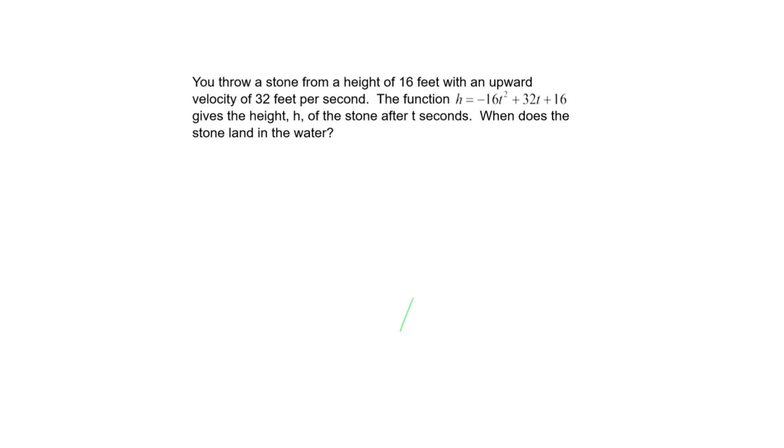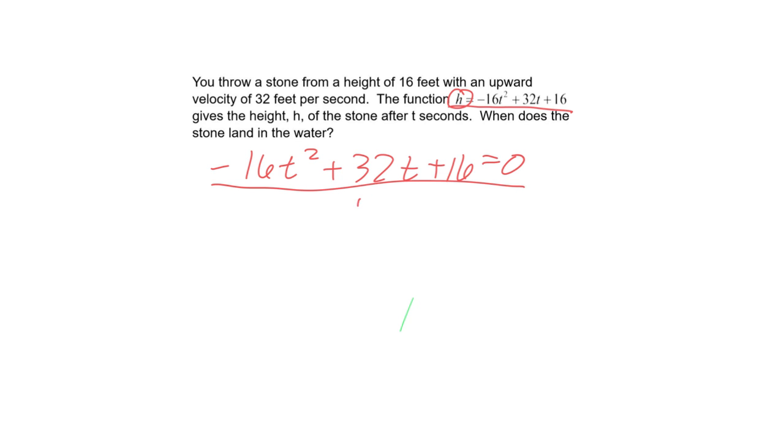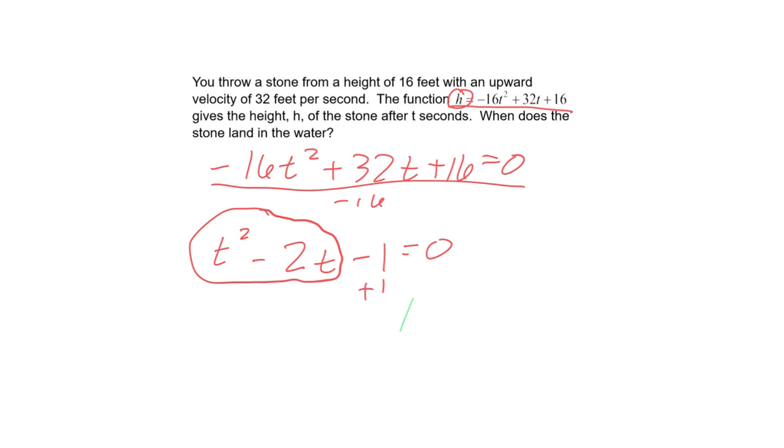Okay. So we know this is our equation, and we know h is going to be equal to 0. -16t squared plus 32t plus 16 equals 0. I'm going to divide everything by -16. t squared minus 2t minus 1 equals 0. And we're going to solve by completing the square. So we need this by itself. So I'm going to add 1 to both sides. t squared minus 2t equals 1.